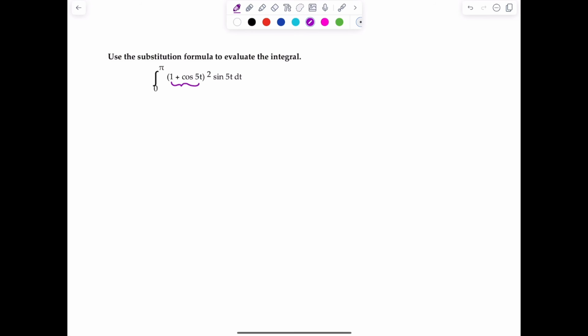Yes, everything in the parentheses here. So we're going to let u equal 1 plus cosine 5t, and then take the derivative. du would be, so derivative of 1 is 0. Derivative of cosine 5t would be negative sine 5t, but then don't forget the chain rule, times 5. So this is negative 5 sine 5t dt.